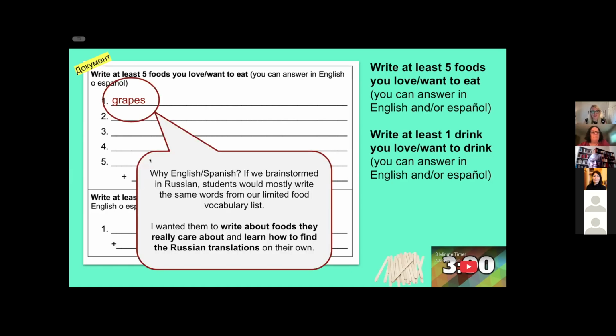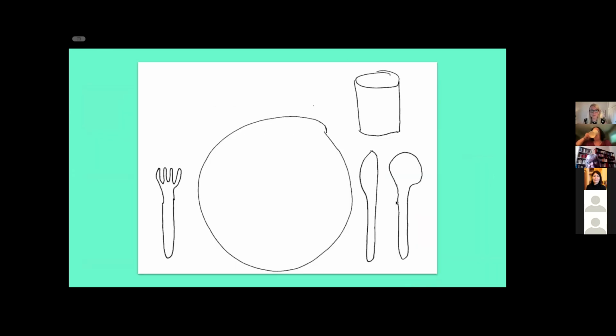One of the reasons that I had them do this in English or Spanish is because if we had done it in Russian, they would have just written the same words from our limited vocabulary list. And I really wanted them to pick things that they care about, and then learn how to find the Russian translations on their own. So then the next step was that I gave them this blank plate.